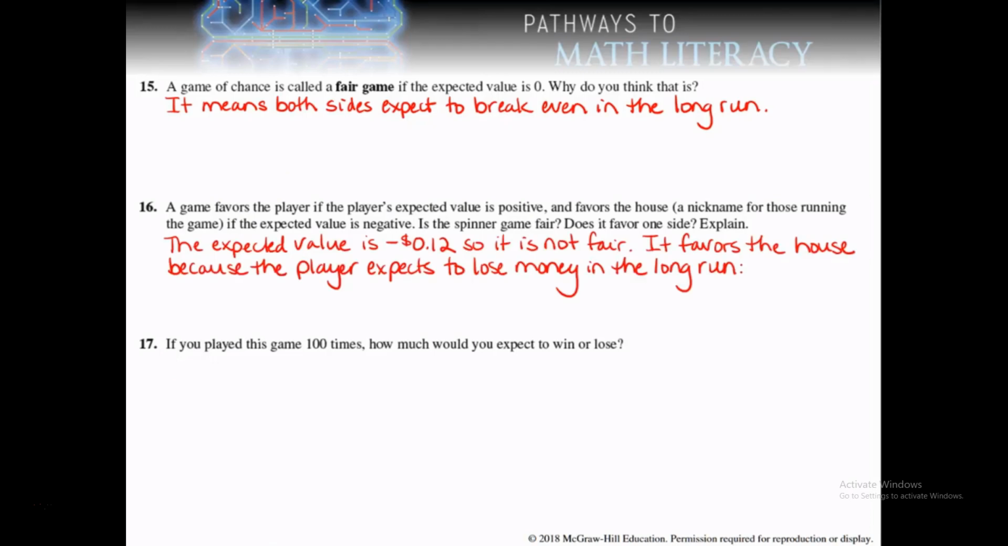In 17, if you played this game 100 times, how much would you expect to win or lose? Well, since the expected value is negative, you expect to lose money. We expect to lose an average of 12 cents per game. So if we expect to play 100 times, that would be 100 times -12 cents, and that comes out to -$12. So you would expect to lose about $12.